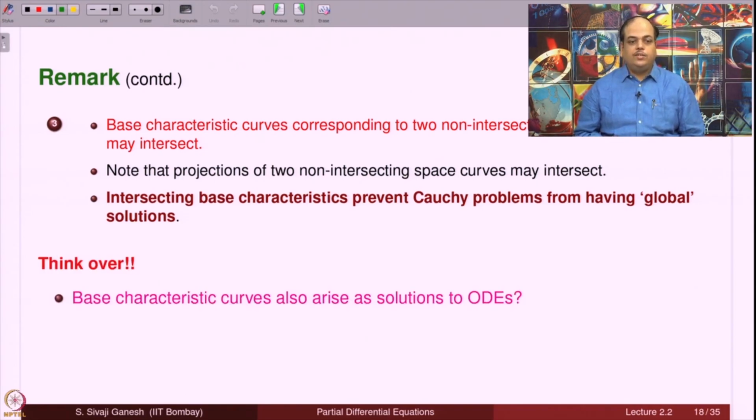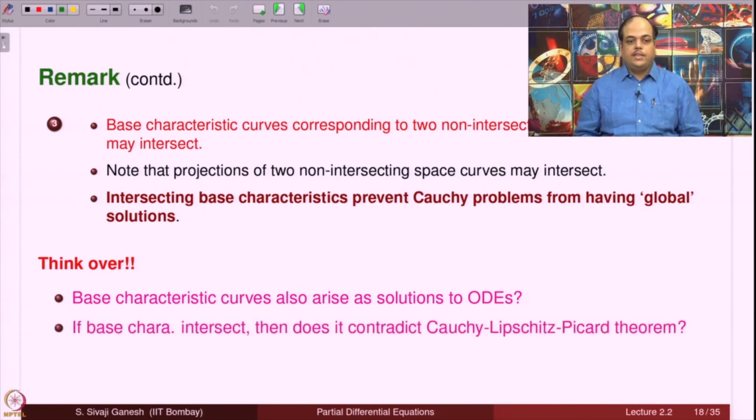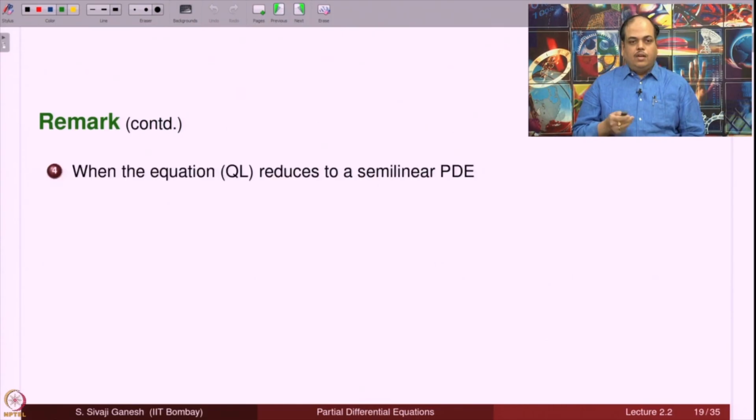Now, this is an exercise for you to think over. Base characteristics also arise as solutions to ODEs. If base characteristics intersect, does it contradict the Cauchy-Lipschitz-Picard theorem? Does it contradict that theorem? Of course, things are working well, it should not contradict, but this confusion is there, right, because they are also solutions to initial value problems of ODEs. Okay, we will clear that later.